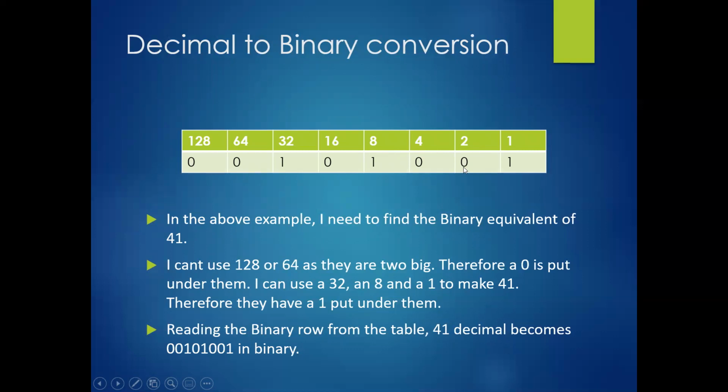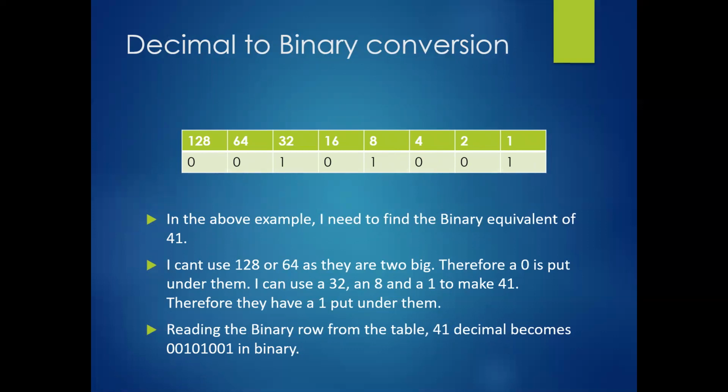So the binary equivalent of 41 becomes 00101001. And that's it down there. So we're just reading that from the table from left to right. And it just becomes 00101001.